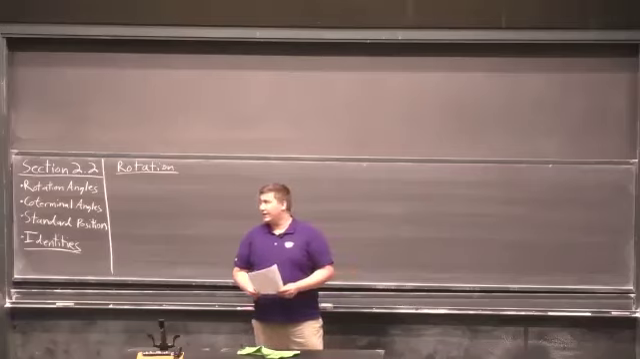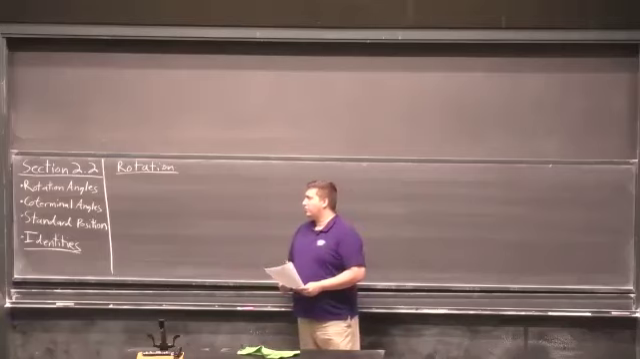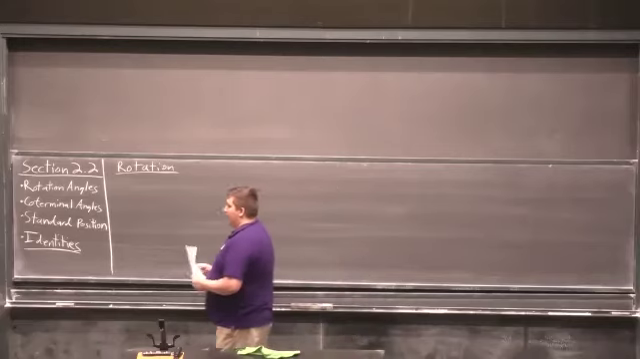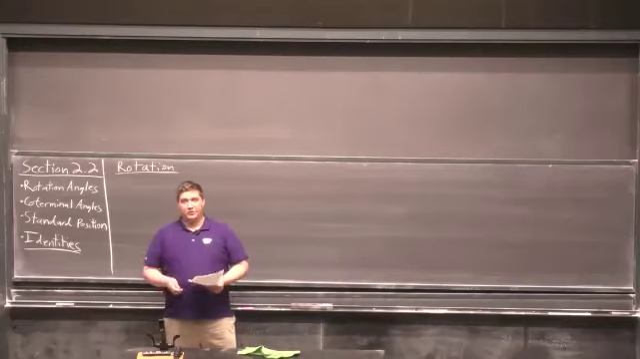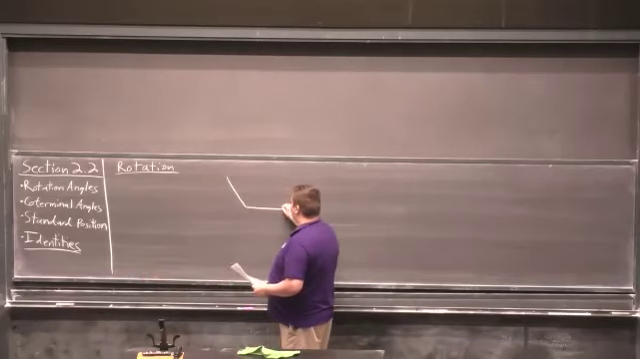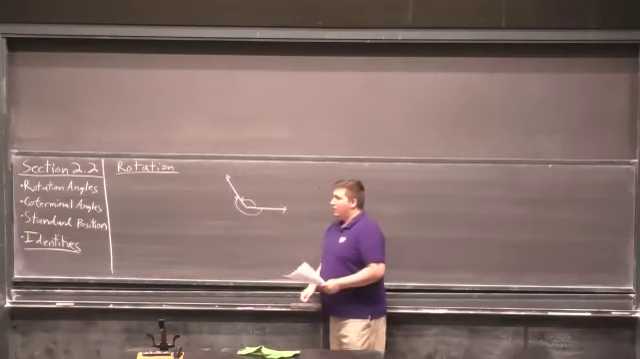Welcome. Today we'll be discussing section 2.2, rotation angles, coterminal angles, standard position, as well as some identities. So in the past, we have learned about geometric angles, and with those, we had two rays, and we had an inner angle as well as an outer angle.